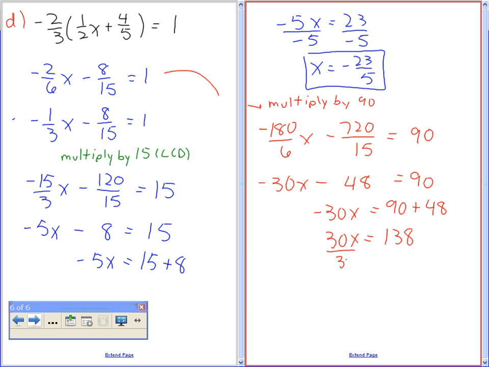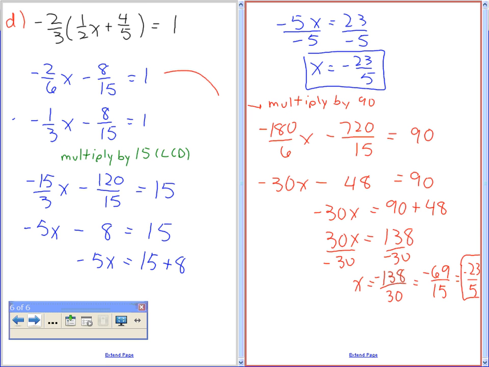Divide by -30, you get x equals 138/-30. Those both divide by 2. So that should be, is that negative? Oh, -30. So that's going to be -69/15. That divides by 3 to get -23/5. Okay, so that works, but you hopefully can see why we like smaller numbers, because that's bigger, okay?